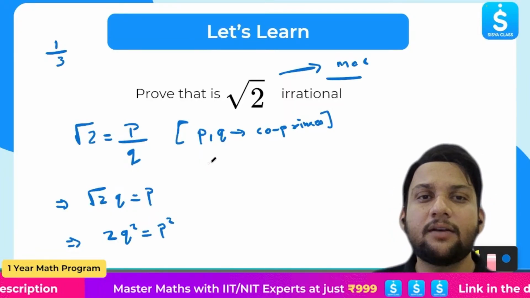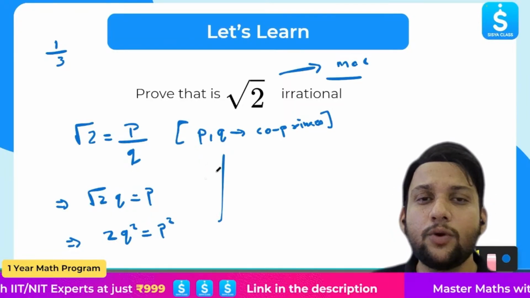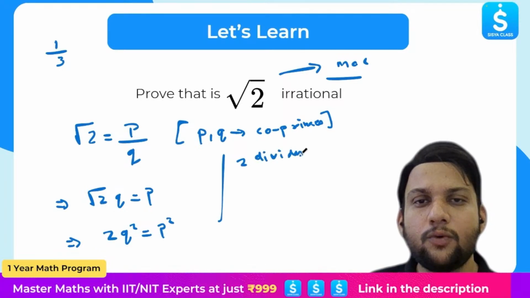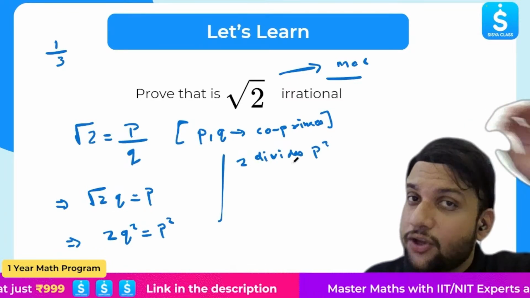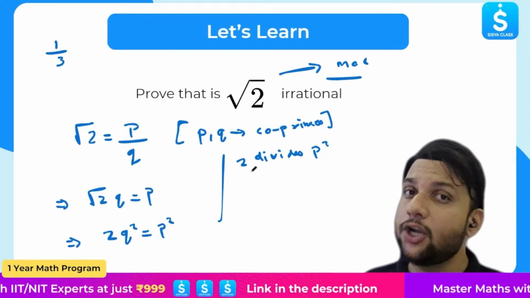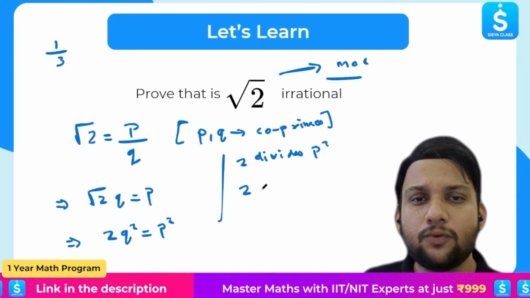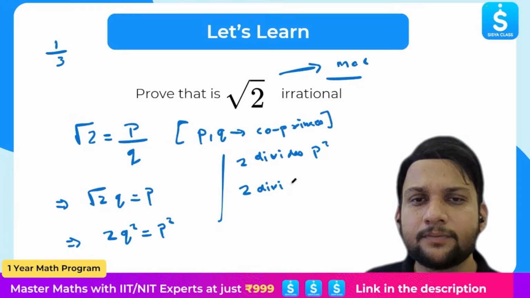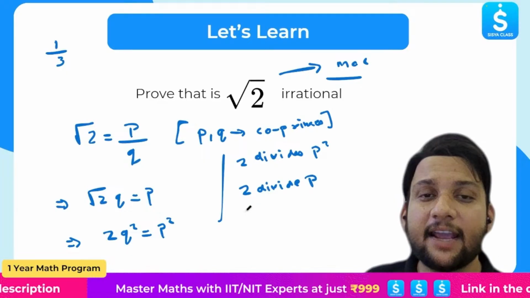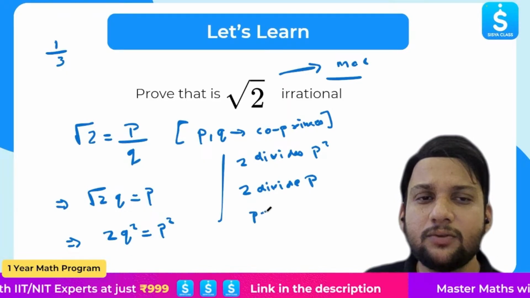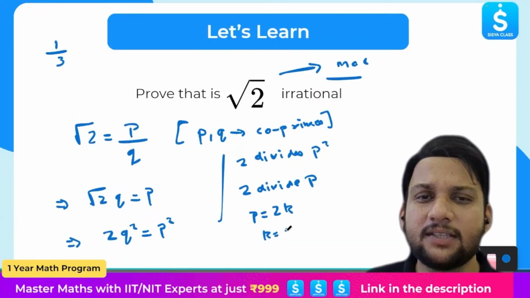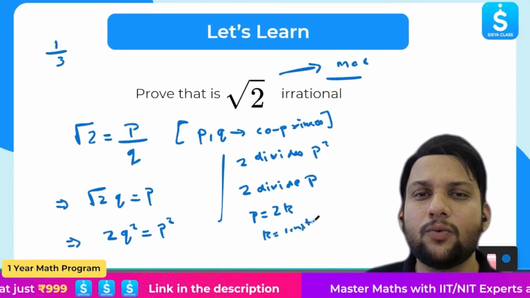From this, dear students, what I am able to get is that 2 divides P square. Now, using the theorem that we have just studied, 2 is a prime number, yes or no? And 2 is dividing P square. That means 2 will divide P also. Yes or no? 2 will divide P as well. So what can I write? I can write P equals 2K for some constant K.